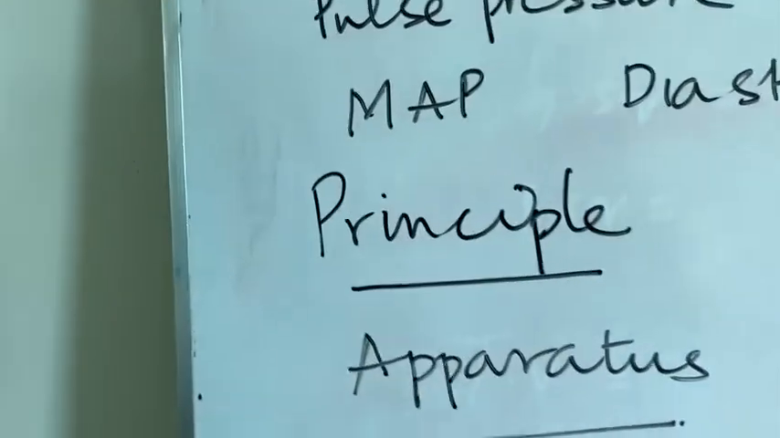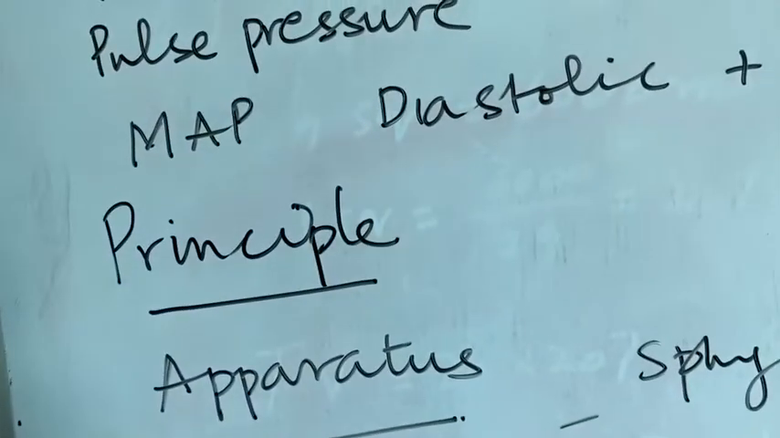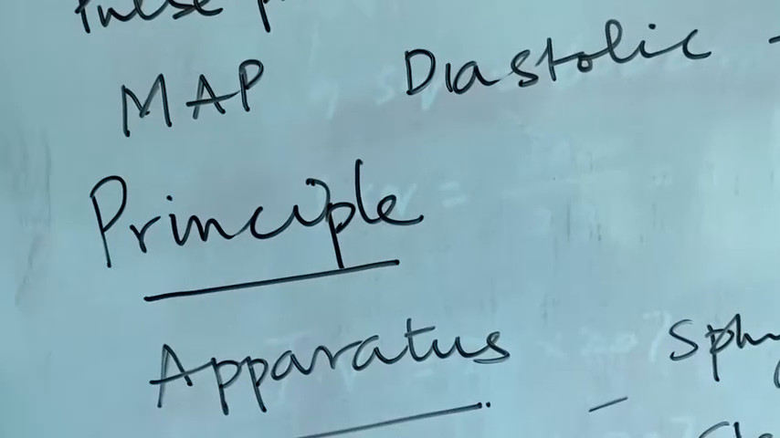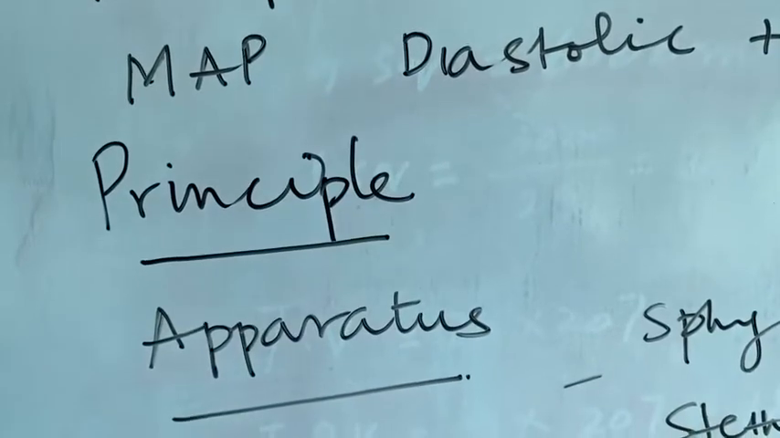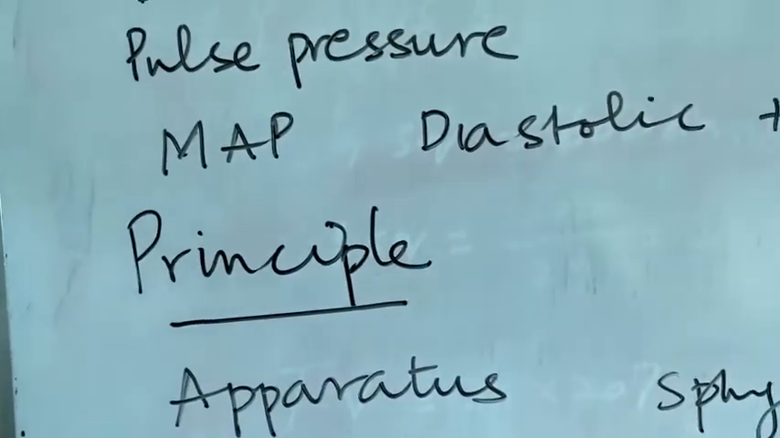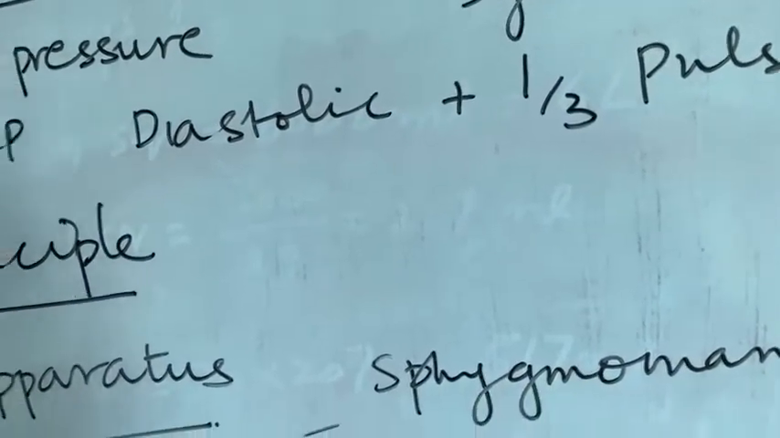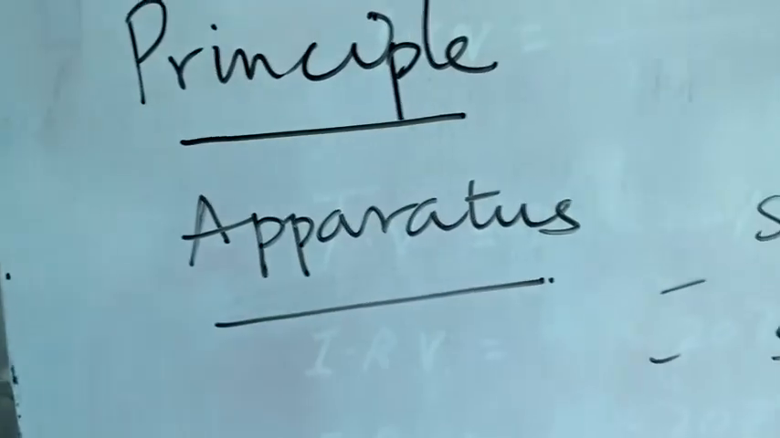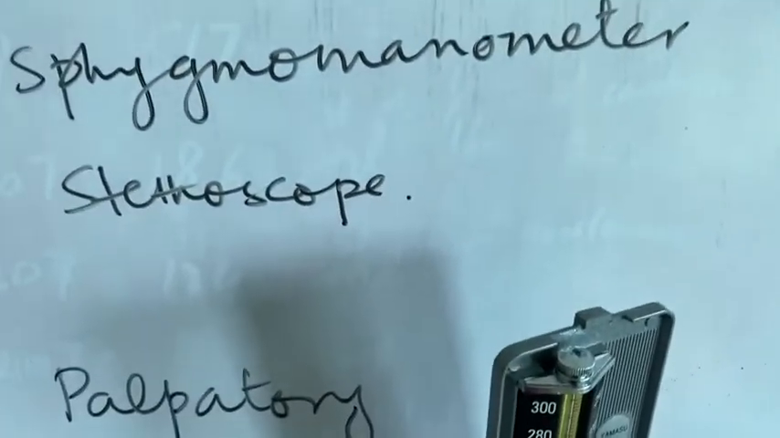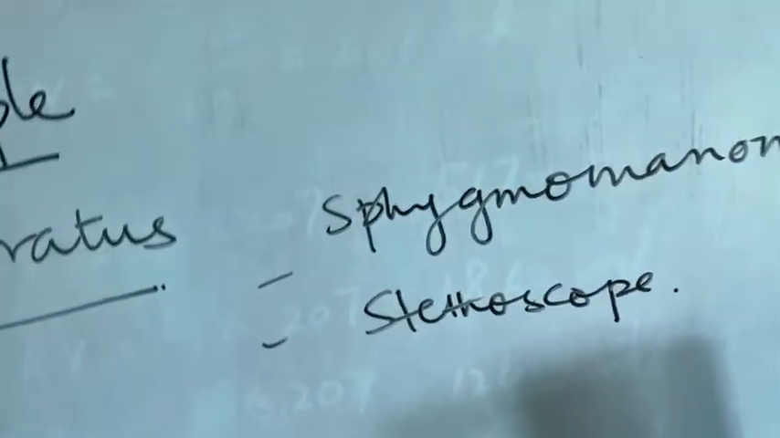Before proceeding, we should know the principle. What is the principle for recording blood pressure? The pressure of the blood in the artery is balanced against the air pressure in the rubber cuff that surrounds the artery, and the air pressure in the cuff is measured by using the sphygmomanometer. Today we are going to use the sphygmomanometer, either the mercury sphygmomanometer or the aneroid sphygmomanometer, and a stethoscope.